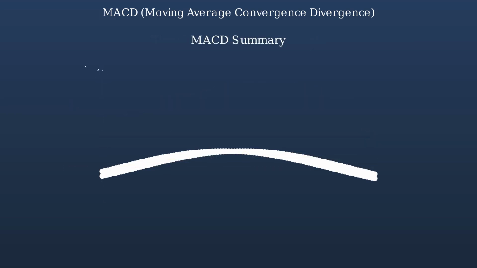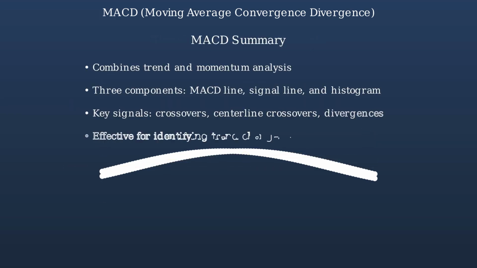To summarize, the MACD is a powerful indicator that combines trend and momentum analysis. It consists of three components and provides several key signals that traders use to identify potential trend changes and momentum shifts.